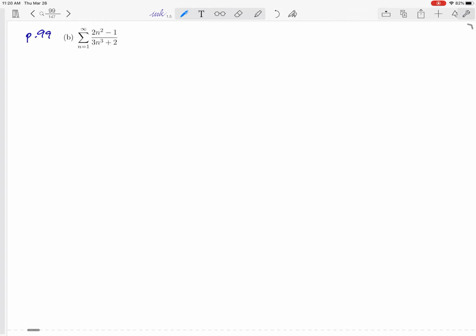So we are looking at exercise 4B on page 99 of the workbook. This is one last example of determining whether a series converges or diverges. Those are the instructions that go with this question. And again, we've got this whole list of series convergence tests to choose from.